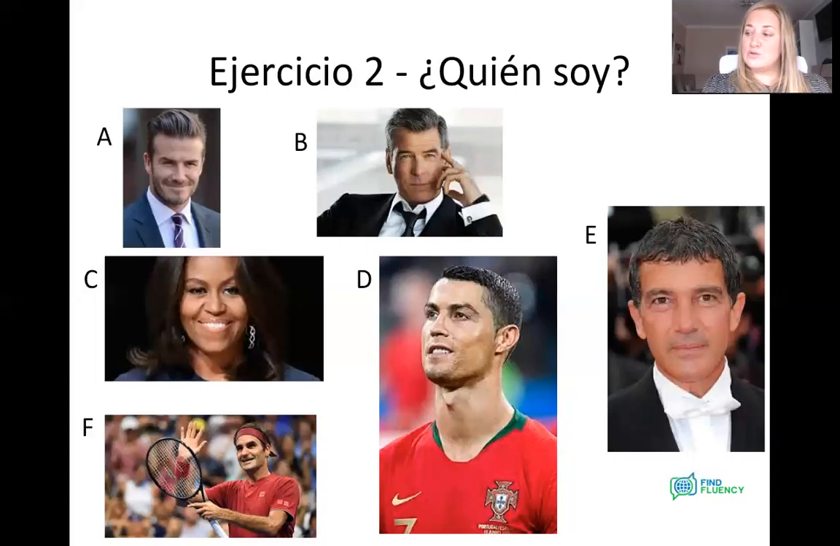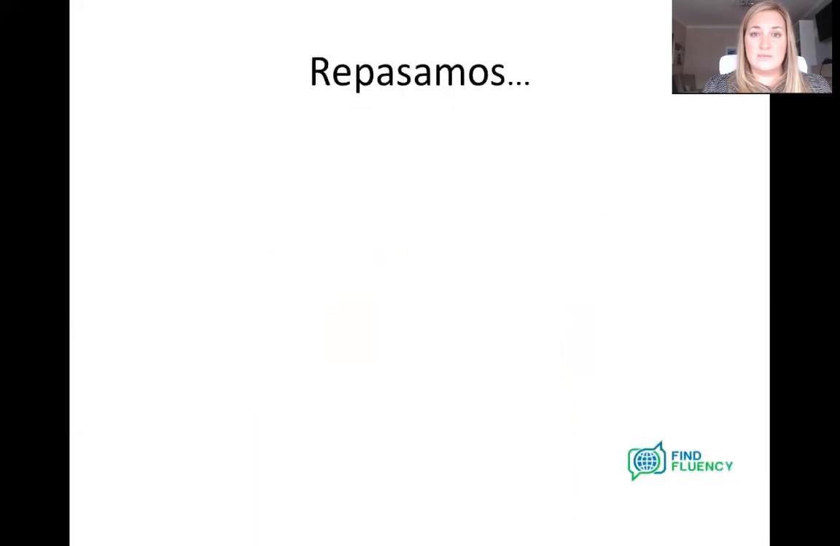For number 4, we should have C, Estados Unidos. For number 5, we should have letter A, it was Inglaterra. And for number 6, we should have letter E, it was España. Okay, so letters very quickly: 1D, 2B, 3F, 4C, 5A, and 6E. Okay, how did we do out of 6 there? Are we doing okay? Muy bien.